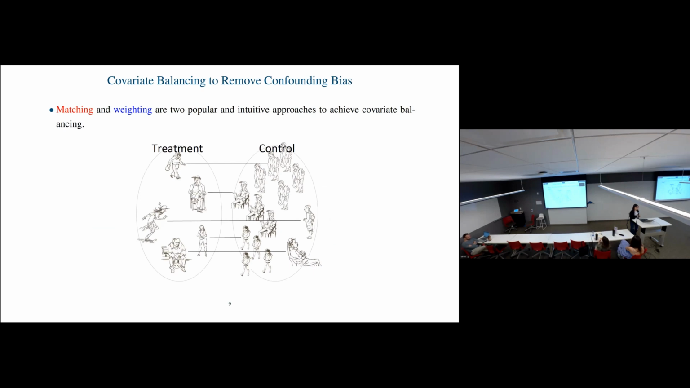Under this result, a lot of causal inference methods have been proposed to remove the confounding biases by adjusting for covariate imbalance between different treatment groups. There are two popular and very intuitive approaches, matching and weighting, and these are the two methods the paper focuses on. The paper talked about one method from each category, matching and weighting. So I'm going to illustrate how these methods evolve, okay?